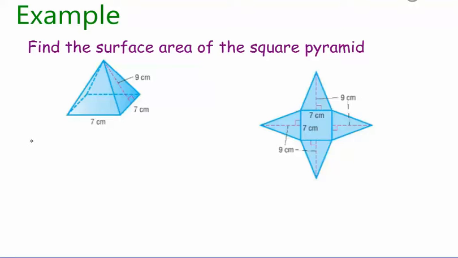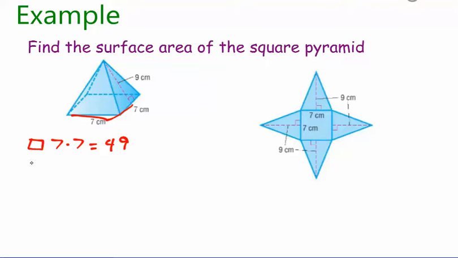So let's first start, and we're going to do the area of the square. So I want you to draw a little square here, and we're going to find the area of the square. The area of the square is length times width. So length times width, that's just 7 times 7. So that equals 49. Okay, so that is the area of my square.